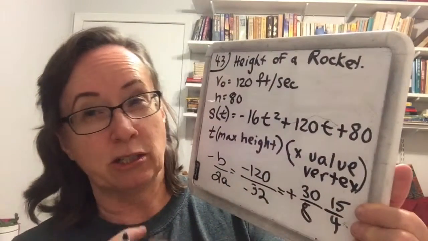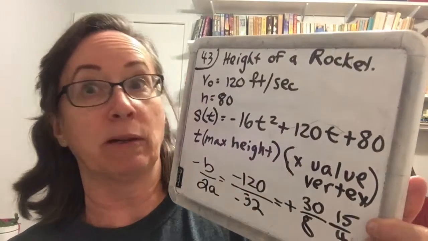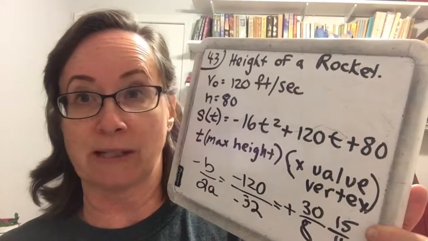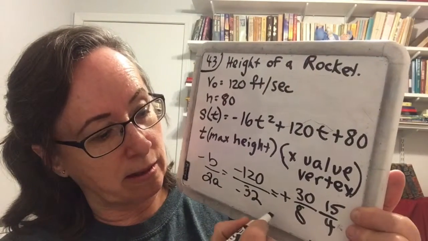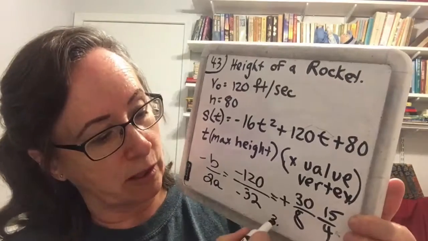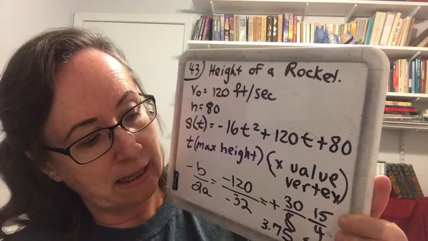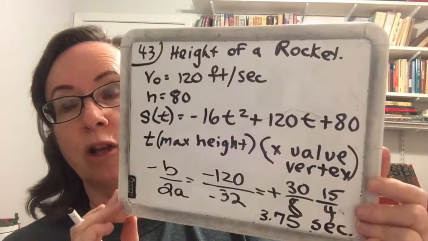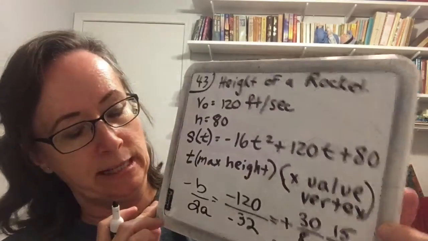And if I were going to divide that out to make it a little bit more reasonable, in other words, I wouldn't go around saying I have 15/4 of a second. I would say 15 divided by 4 is 3, and then I have 3/4 left over. So 3.75 seconds is how long the rocket is in the air before it hits its highest point.